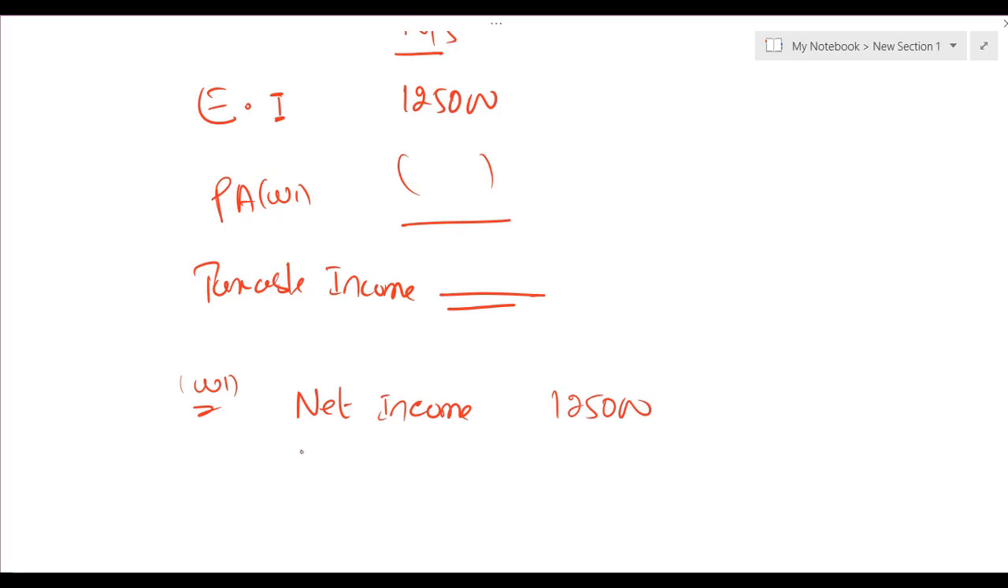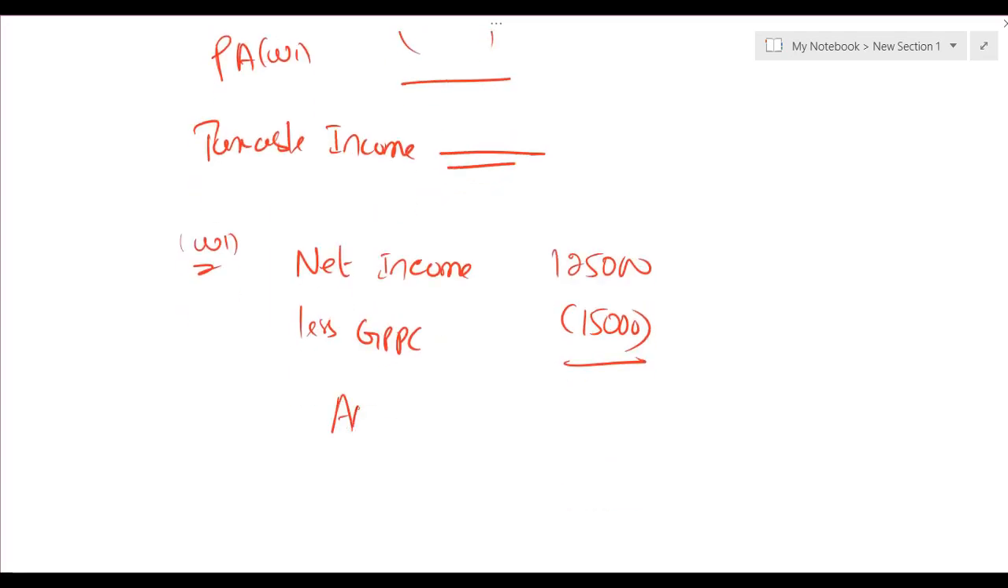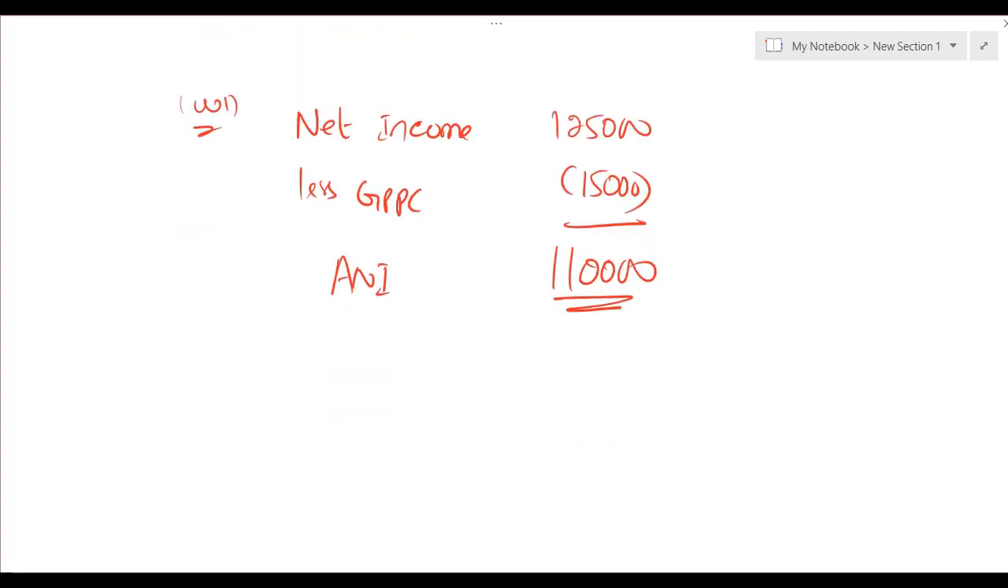From this 125, let us deduct gross PPC, which is 15,000. So adjusted net income is 1,10,000, which is more than 1 lakh. If adjusted net income is more than 1 lakh, then personal allowance reduces. Personal allowance is 12570. Let us deduct the reduction.